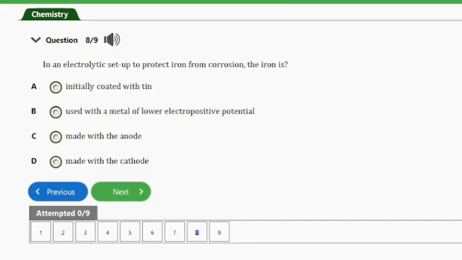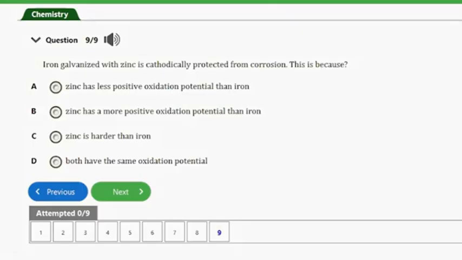The iron is supposed to be made the cathode, and then while you have an electropositive metal that should react with the iron used for protecting the iron, such as the zinc or the magnesium. So that's it for that question, guys. Let's check out the next and the last question.